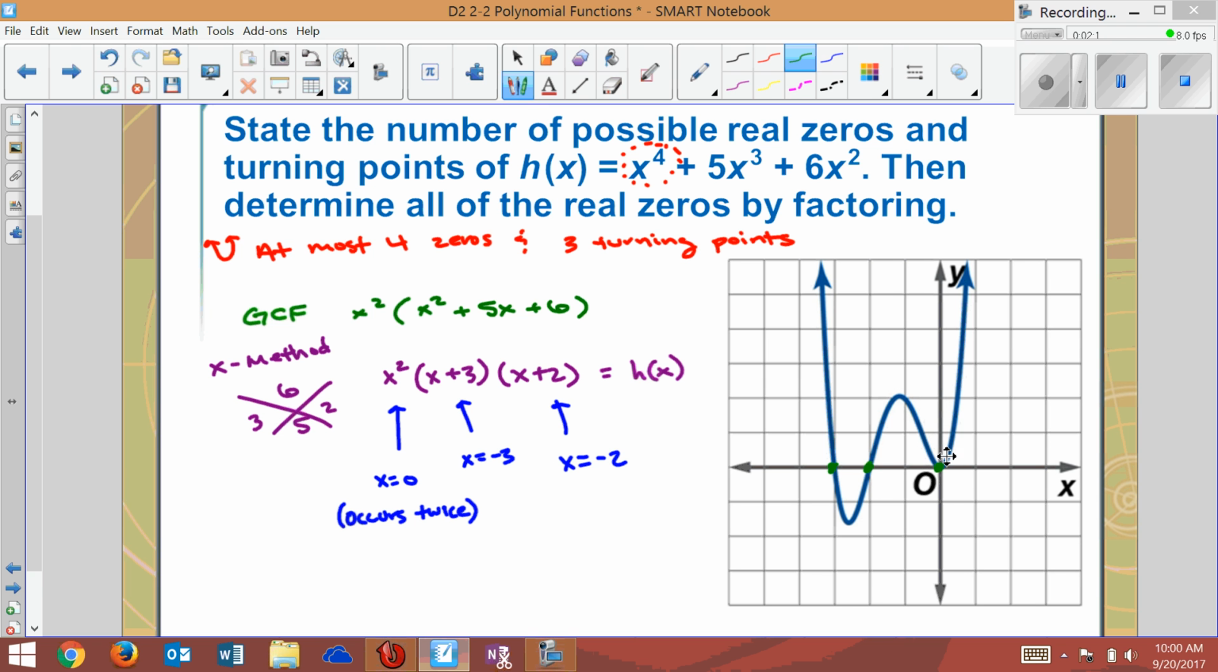Because of that, it's a parabola. These cross through as part of almost a straight line because it only occurs one time. Remember, x to the 1st power makes a line. That's why these cross through like a line. This hits like a parabola because it's to the 2nd power. So here we have 4 real zeros. It's just that one of them occurs twice.